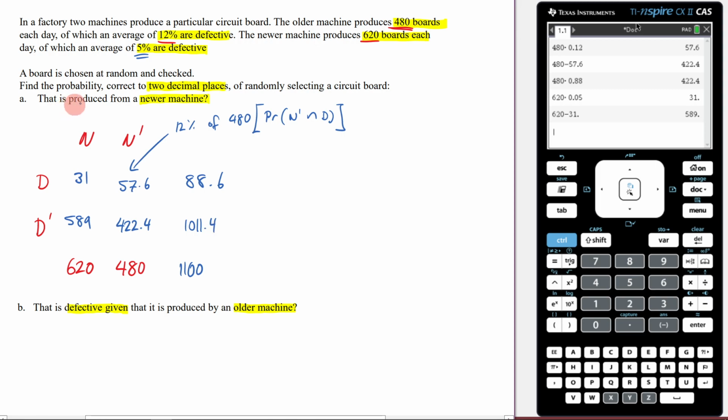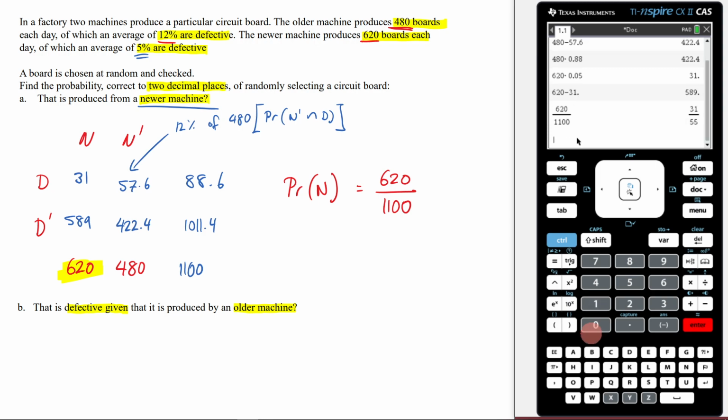Now this says, find the probability that the board is produced from a newer machine. Okay, what's the probability that it is going to be produced from a newer machine? So all we had to do for this one really was go, all right, the new machine, it'll be 620. That's it. So nothing too crazy there. Produced from a newer machine, yeah, 620. So the probability of a newer machine will be 620 over 1100.